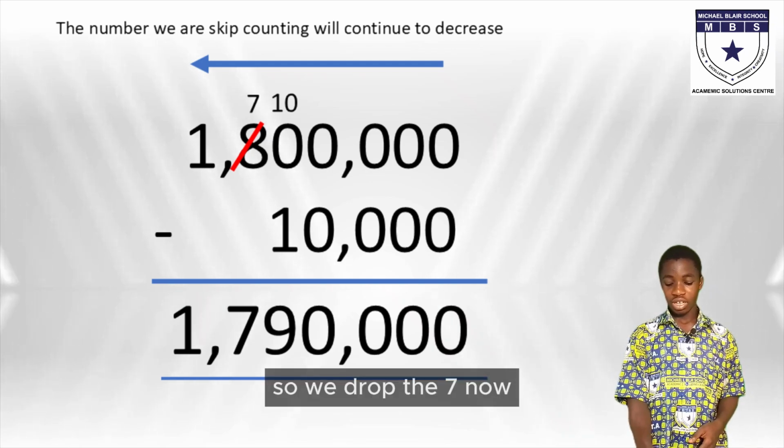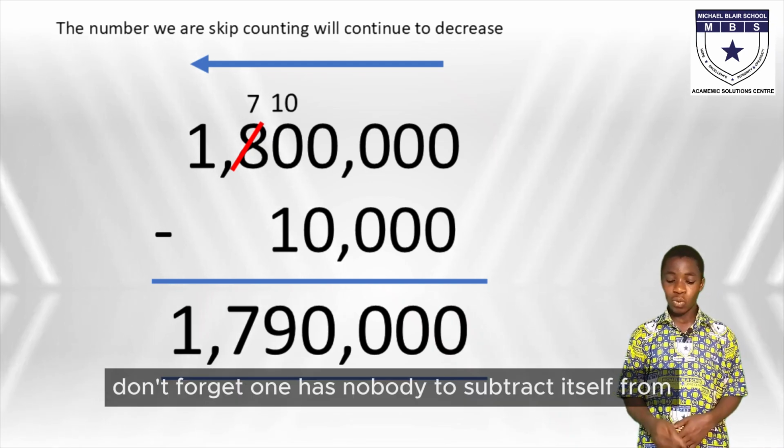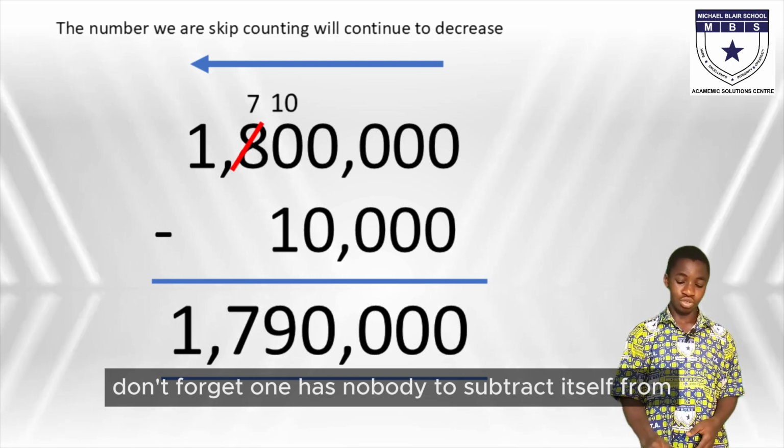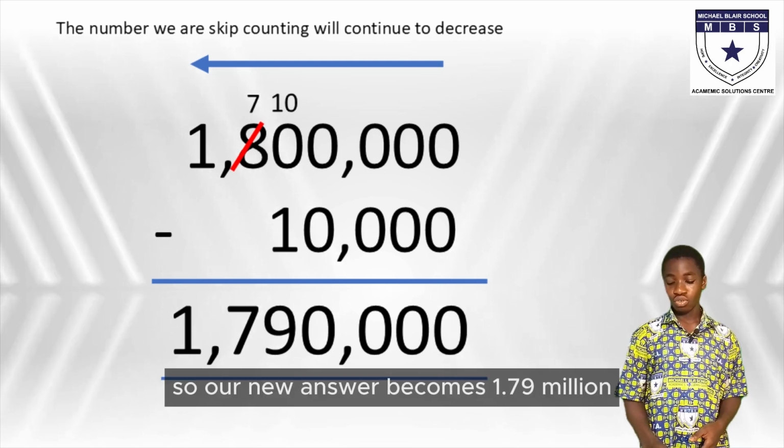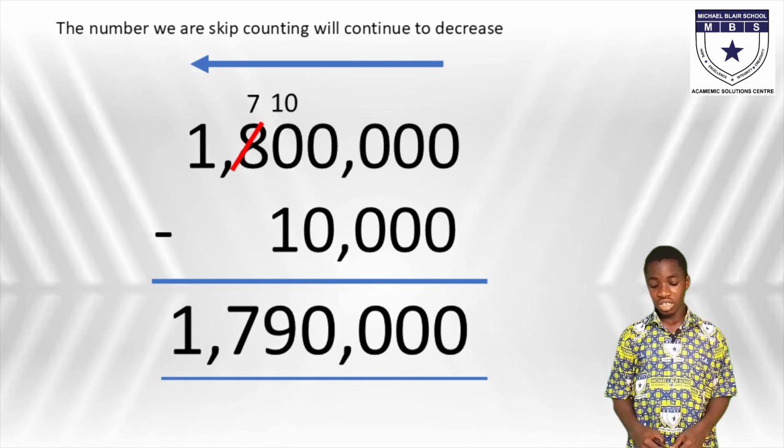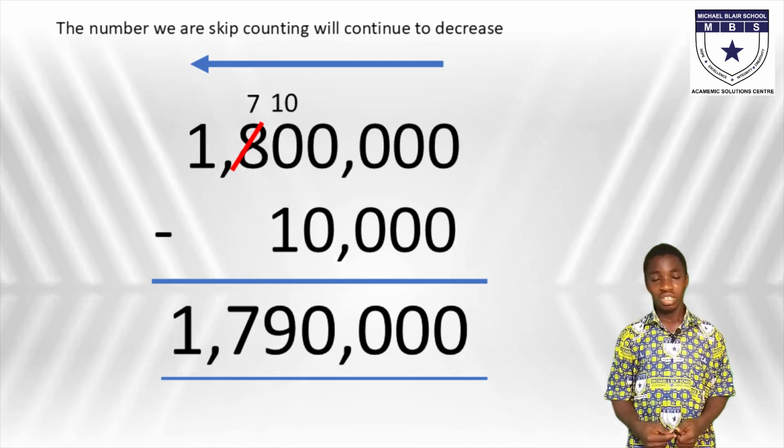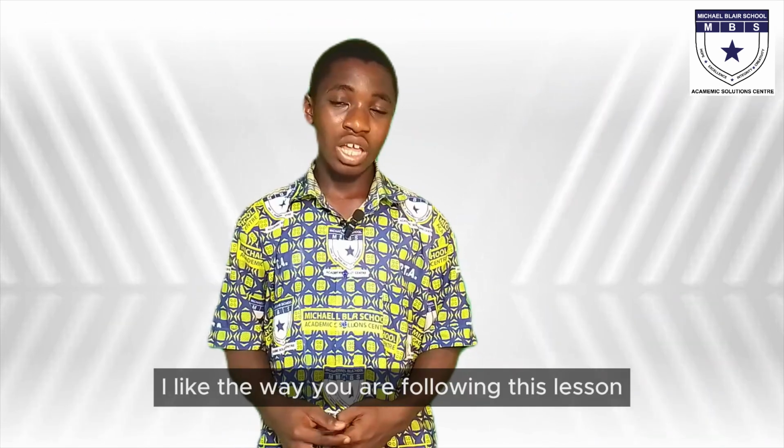So we drop the 7 now. Don't forget, 1 has nobody to subtract itself from, so we drop the 1. So our new answer becomes 1,790,000. I like the way you are following this lesson.